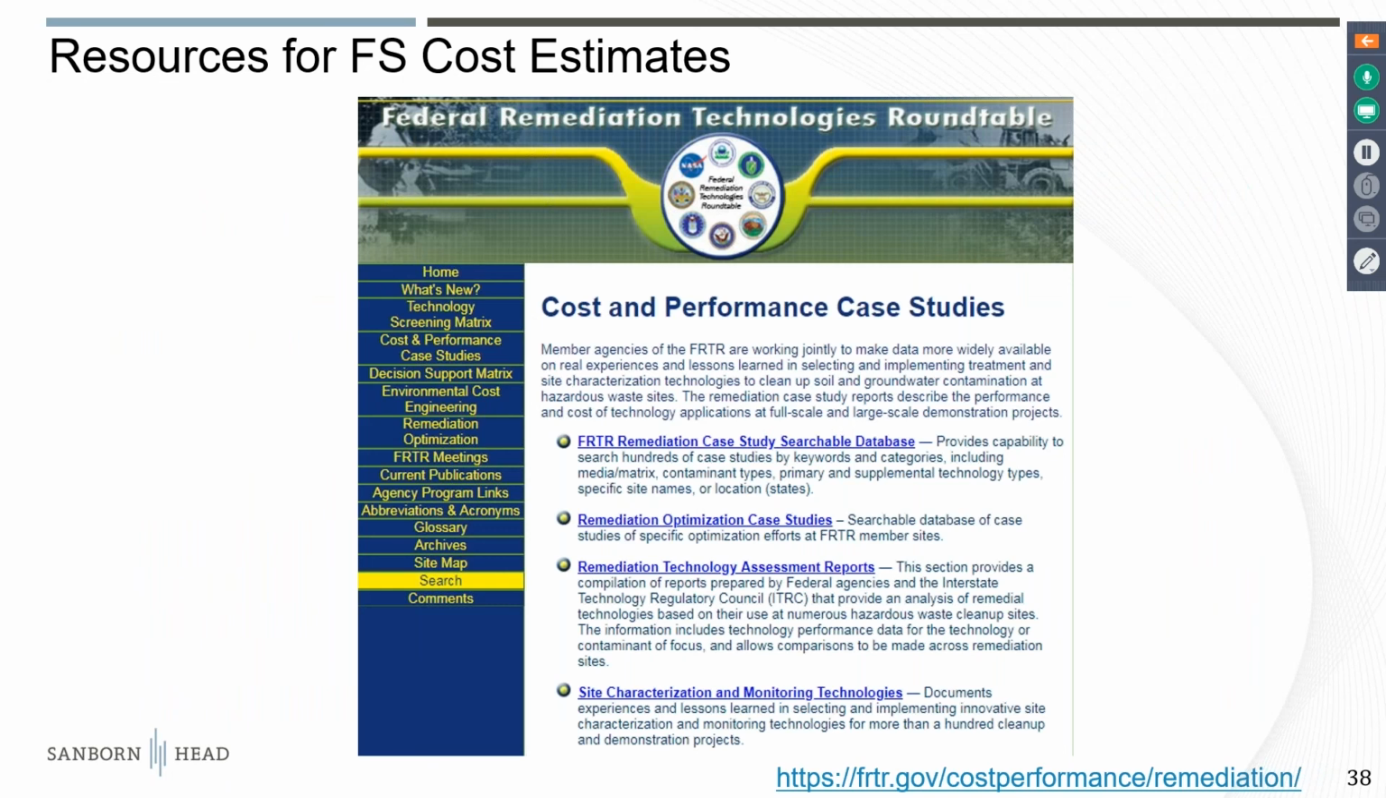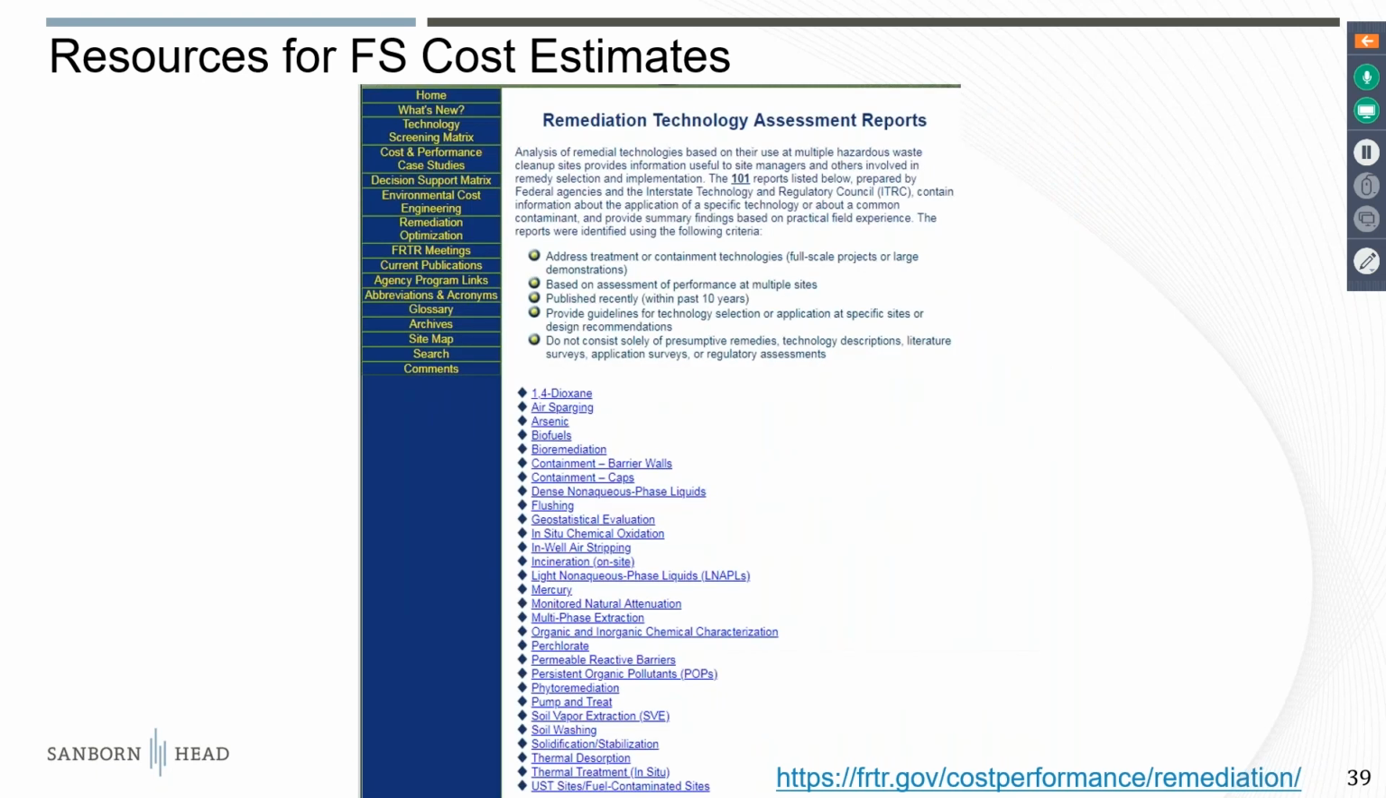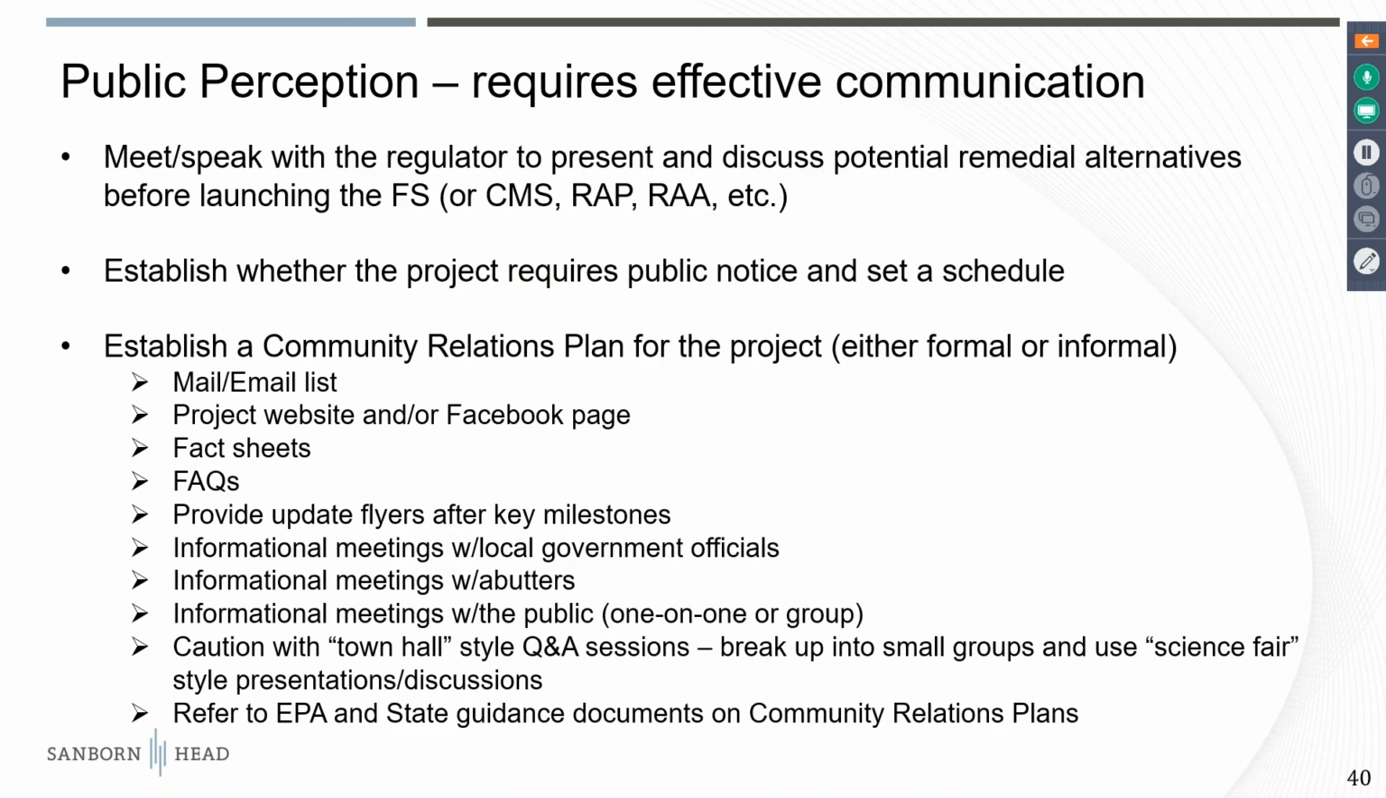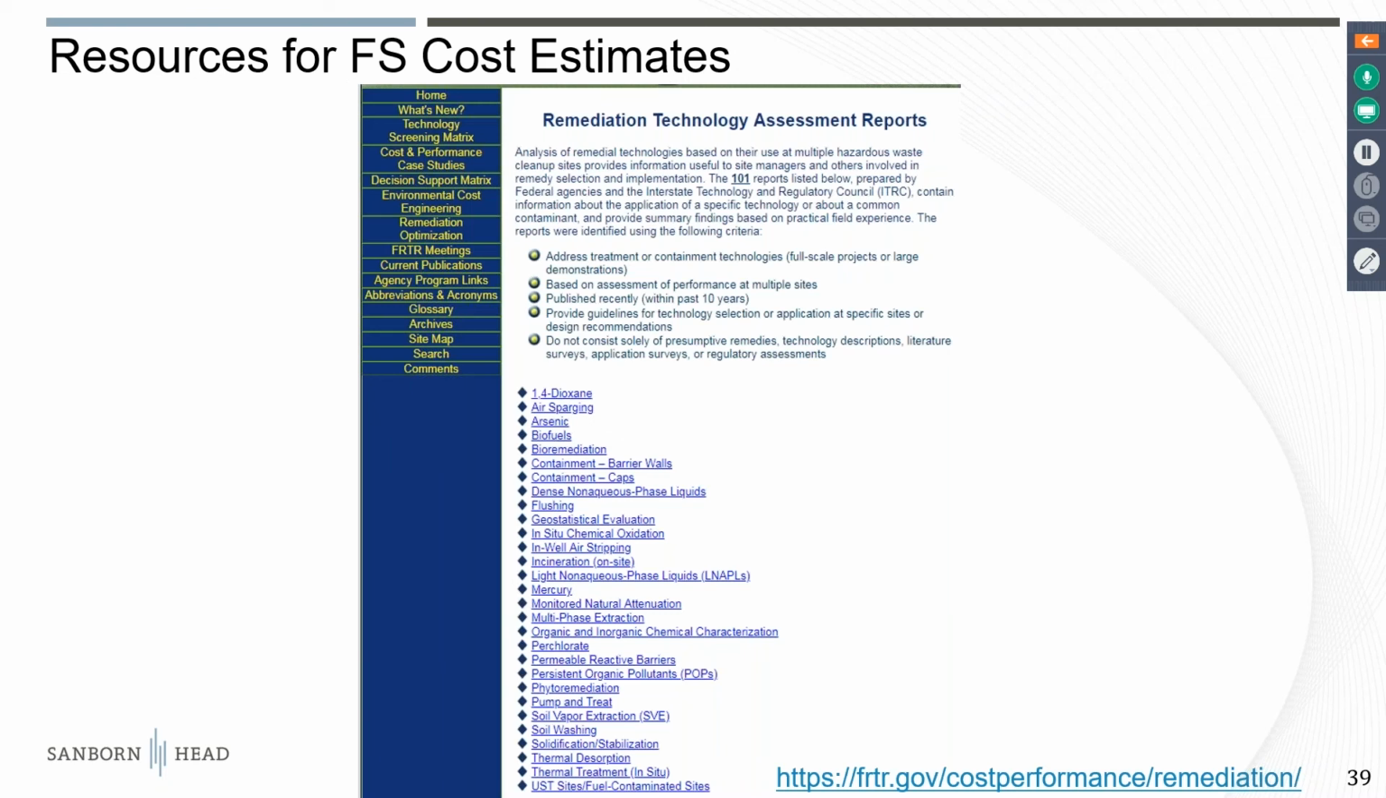And to get cost estimating information, this is the Federal Remediation Technologies Roundtable website. They have a series of cost and performance reports for a number of technologies. Some of these are admittedly dated, but they're a good place to start. If you have no other place to go, this is a good place to at least get started. I also mentioned, obviously, the vendors are experts in their technologies. If you have a specific technology you're interested in, obviously talking to the vendor is going to give you your most reliable information.